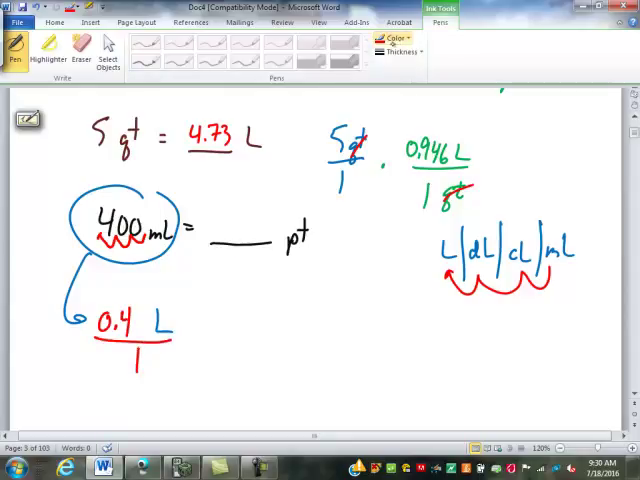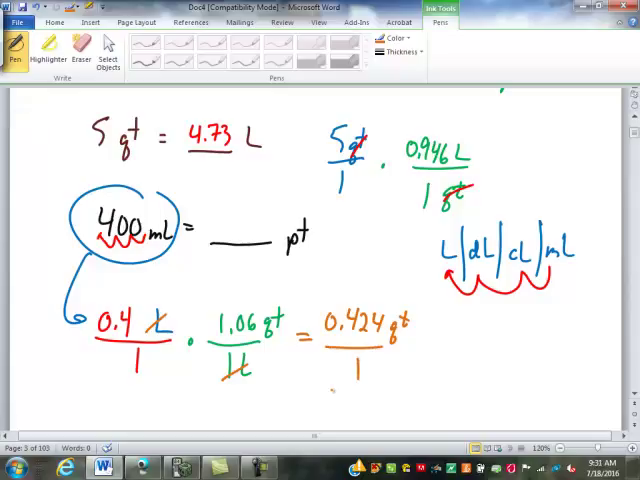I'm going to put that over 1 and set up a conversion factor with 1 liter on bottom. Now I have 1 liter, can either go to gallons or it can go to quarts. Which one is closer to pints? Gallons or quarts? Quarts are, right? So we're going to look at 1 liter is 1.06 quarts. So liter is going to cancel out. 0.4 times 1.06 is 0.424 quarts over 1. So it's just 0.424 quarts.